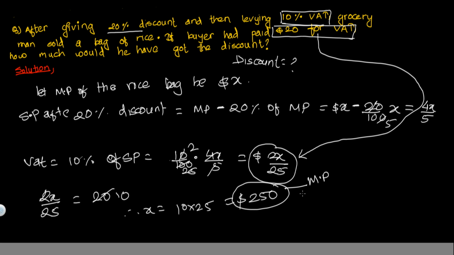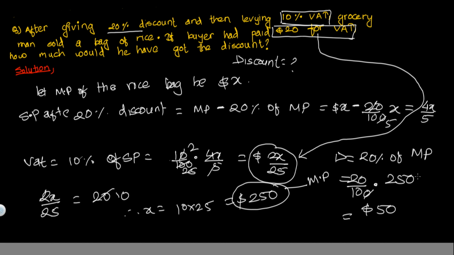Now the question asks us to find the discount. So discount is 20% of our MP. So 20% of our MP, which is 250, 20% of 250 is $50. Because this and this are gone, this 0 is gone by this, so 25 times 2 is $50. This is how we did this kind of problem.